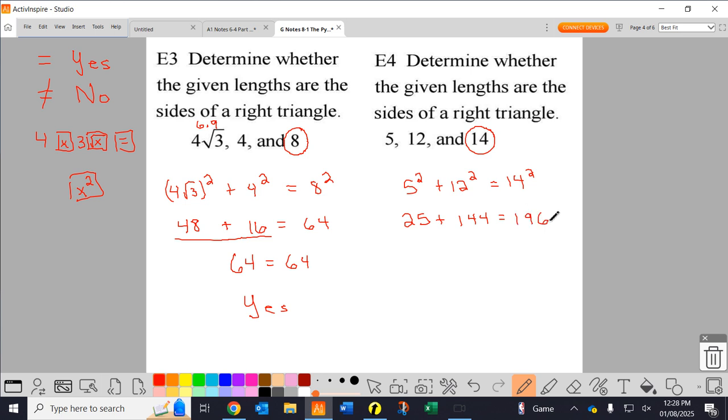169. Oh, look, do y'all see it's the same numbers, but they're reversed? You gotta be careful about that, because my little brain is thinking they're the same. They're not. They are not equal to each other. 169 is not worth the same amount that 196 is worth, so the answer is no, it is not a right triangle.